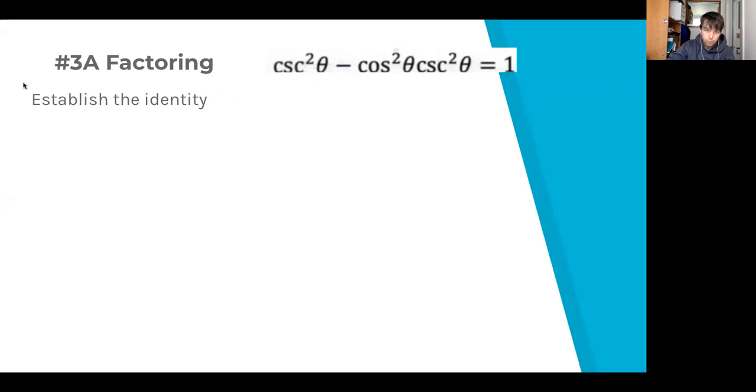So in this case, we can factor by greatest common factor. Each of these terms has a cosecant squared in common, so we can factor that out. That leaves us a 1 here, minus, and we factor away that cosecant squared, that's just going to leave us with cosine squared.